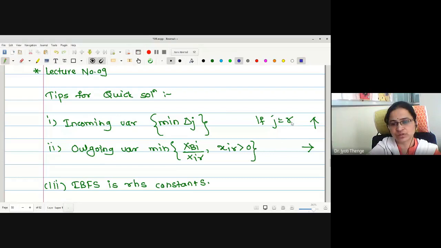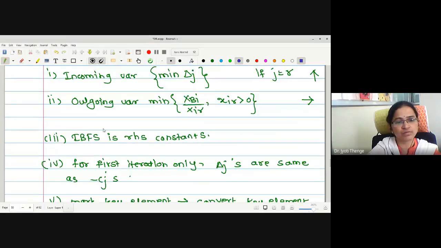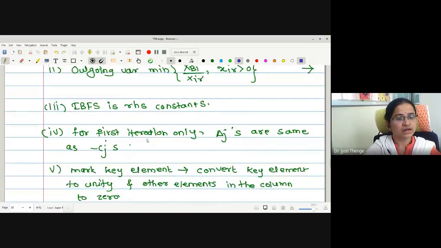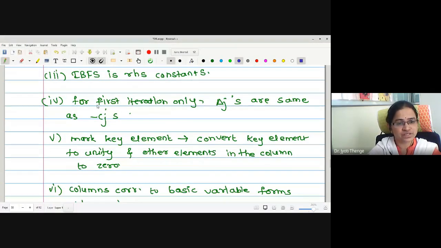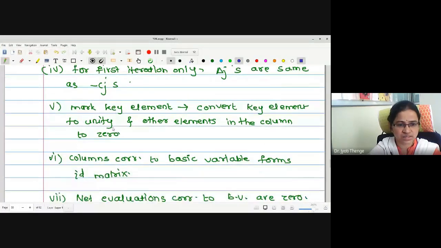If the value occurs for some j equal to r, then the formula for the outgoing variable is the minimum of this ratio. What is the ratio? xbi upon xir, provided xir is having a positive value. This is obtained by taking the xb column divided by the xr column. The third tip tells us that the initial basic feasible solutions are nothing but the right hand side constants, and for the first table, for the first iteration, delta j's are nothing but minus cj values.